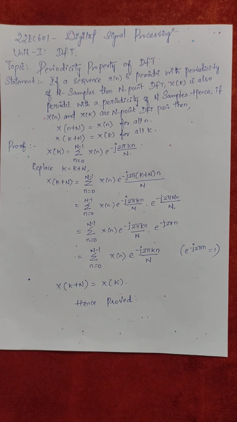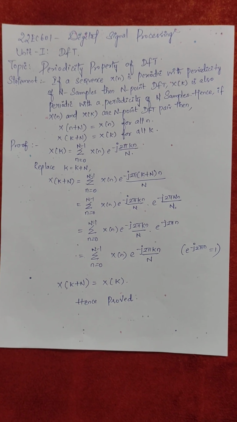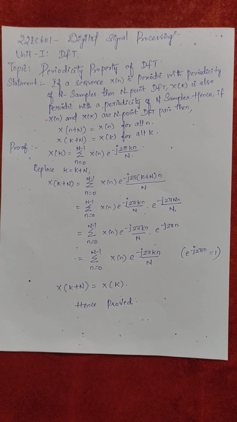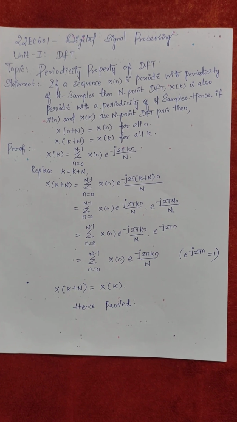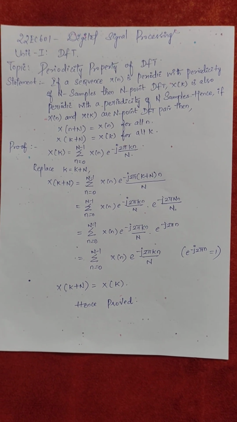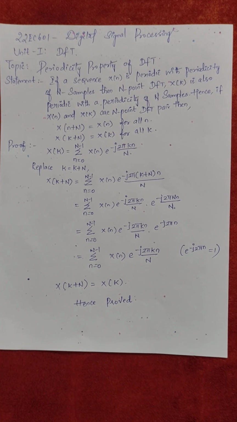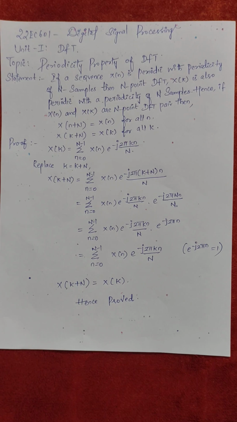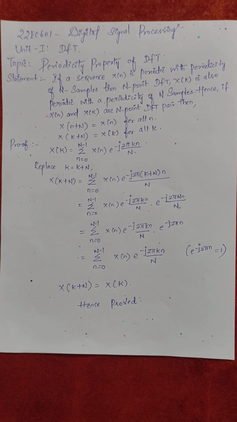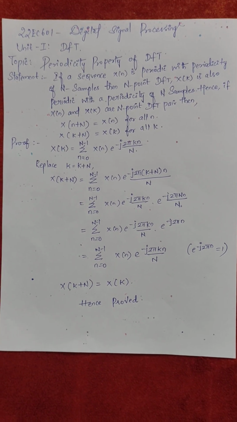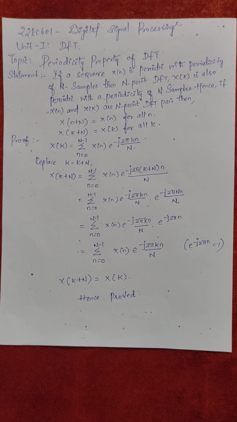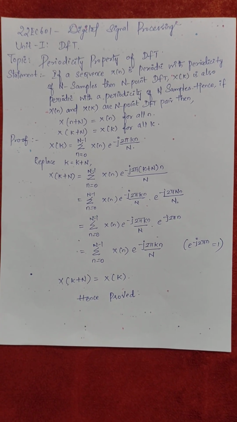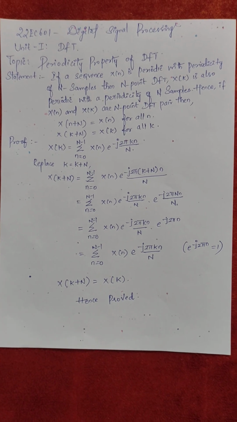22EC601, the subject code for the sixth semester for the academic year 2025 to 2026. For EC department students, the subject name is Digital Signal Processing. It's a theory with lab component subject, so lab integrated. Unit number 1, Discrete Fourier Transform, which is called DFT. There we have the topic called properties. The first property we are going to discuss today is called the periodicity property of DFT.